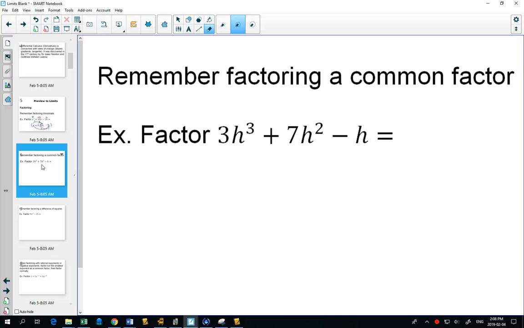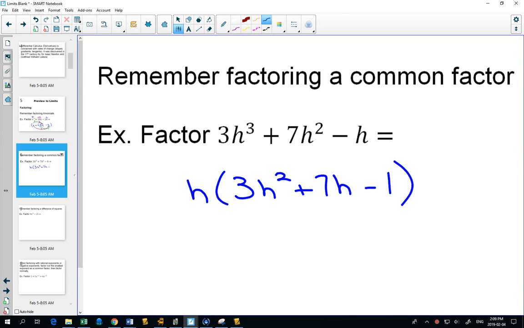One of the things that this one gets you to remember for factoring is a common factor. Notice how in all three terms there's an h. So we can start by noticing that and factor that h out first. And then the question is, can the rest be factored? Can we factor what's left even more?